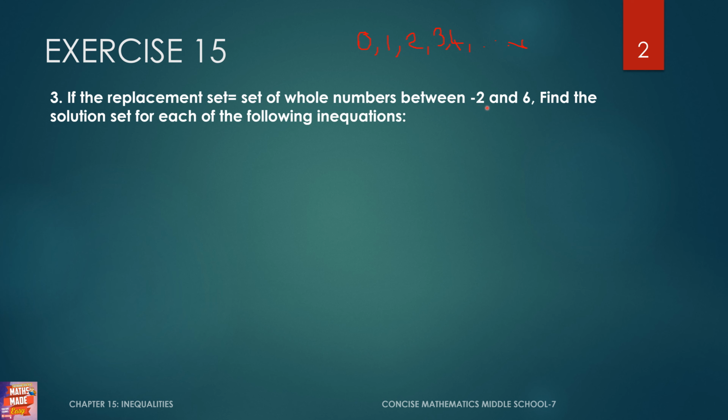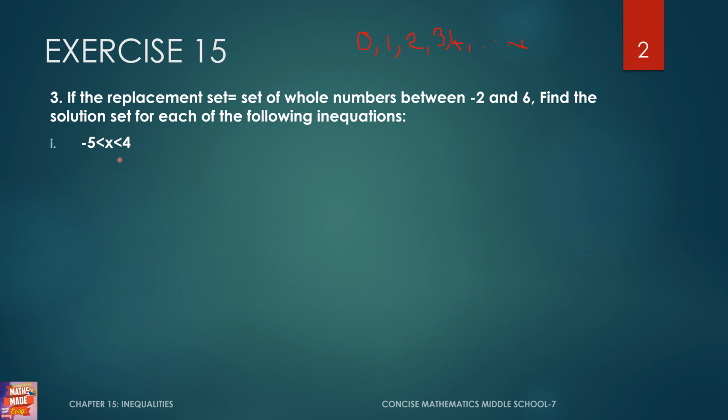After minus 2 comes minus 1. Right? Minus 1 is a negative number. It doesn't come under whole numbers. After minus 1 it's 0. 0 comes under a whole number. So here the replacement set is 0, 1, 2, 3, 4, 5, up to 5, not 6. You should not consider 6 because they're asking between numbers. Between, that means only between these numbers you have to write it.